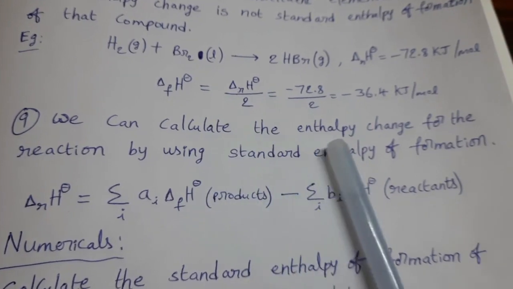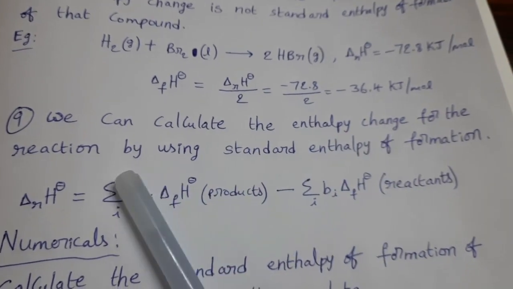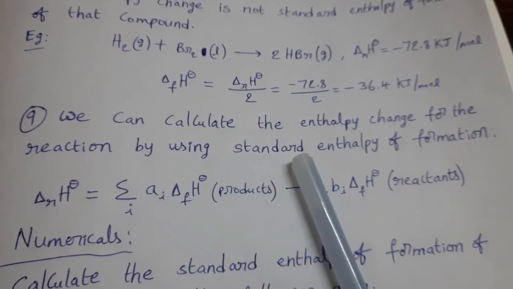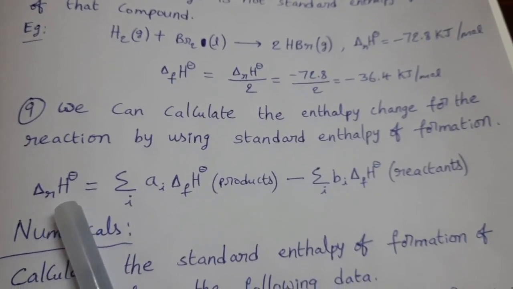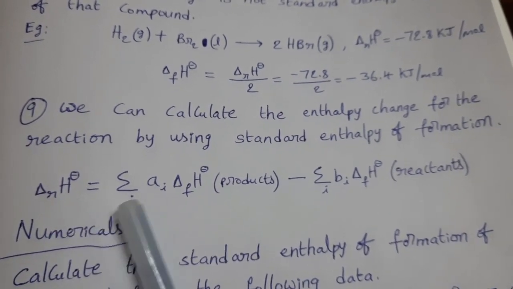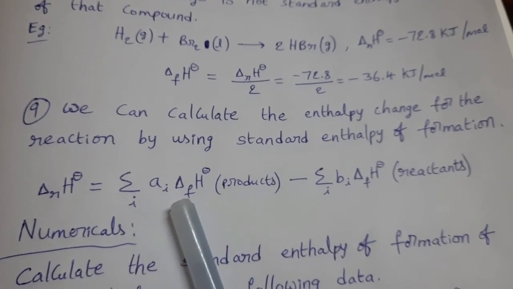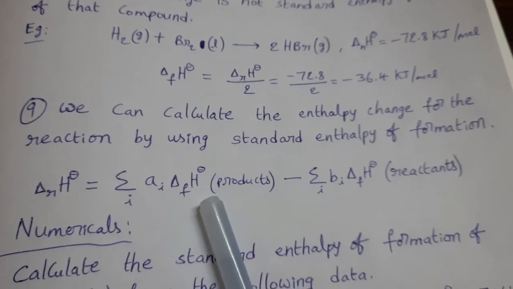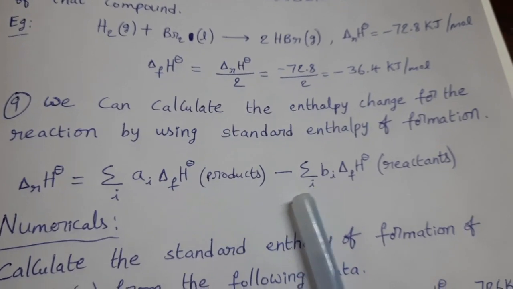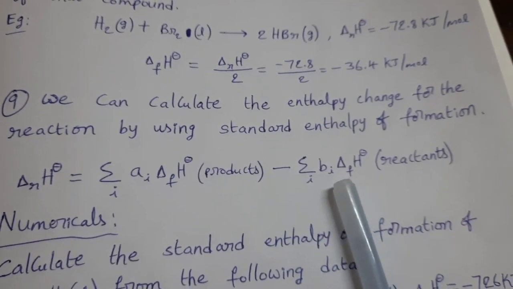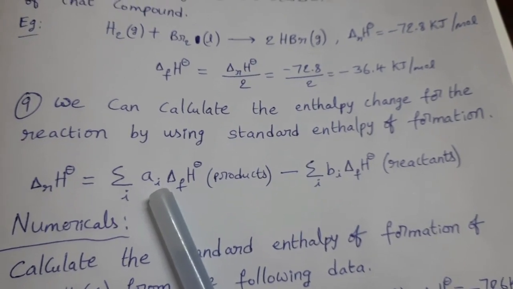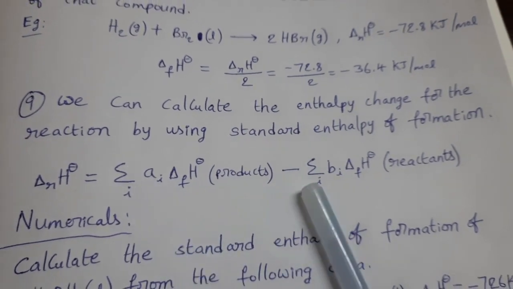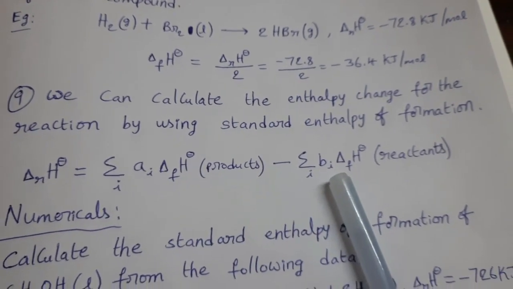We can calculate the enthalpy change for a reaction by using standard enthalpy of formation. So the standard enthalpy of the reaction is equal to sigma a_i times standard enthalpy of formation of the products, minus sigma b_i times standard enthalpy of formation of the reactants. Here a_i are the stoichiometric coefficients of the products, and b_i are the stoichiometric coefficients of the reactants.